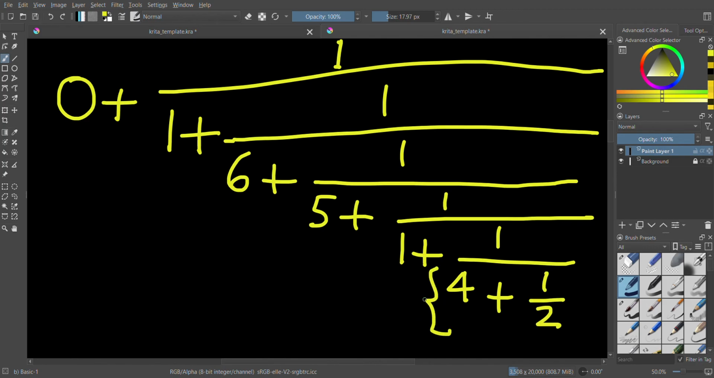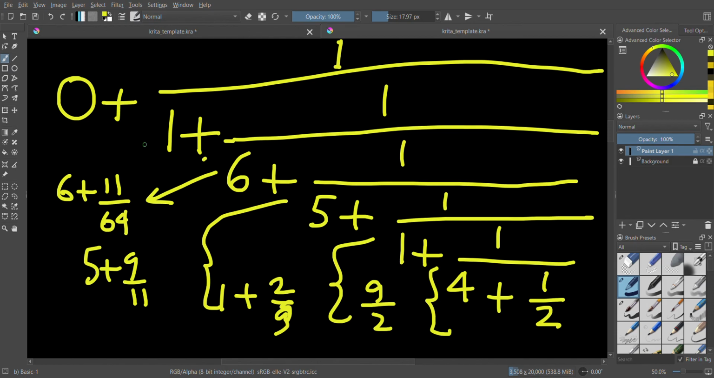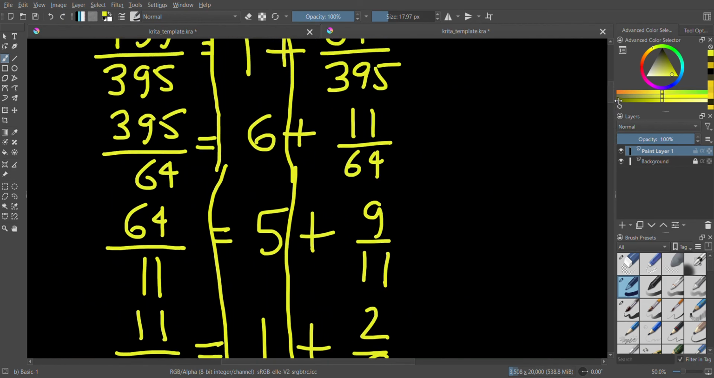This would give you 9 over 2. This would give you 1 plus 2 over 9. This will give you 5 plus 9 over 11. And then from this one, you're going to get your 6 plus 11 over 64. And then from this one, you're going to get 1 plus 64 over 395. Then when you flip this, you get your final result, which is that.